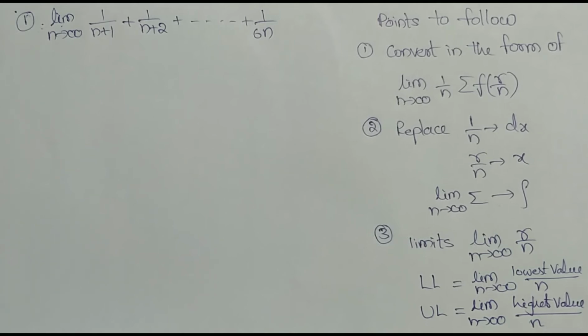Then for integration we need an upper limit and a lower limit. The lower limit is given by limit n tends to infinity of the lowest value of r upon n. For the upper limit, it is limit n tends to infinity of the highest value of r upon n.